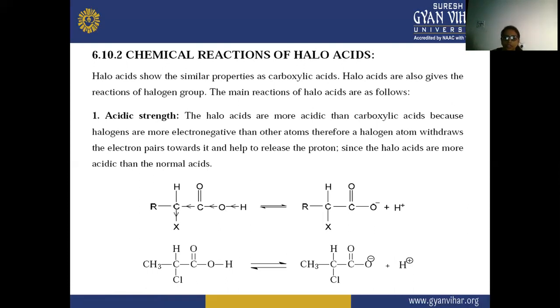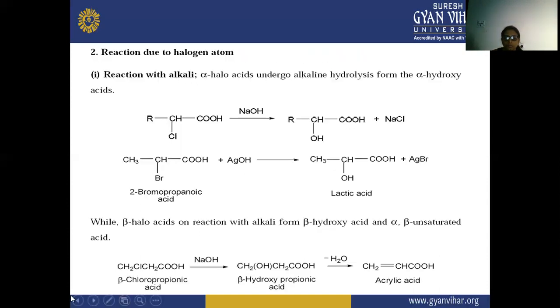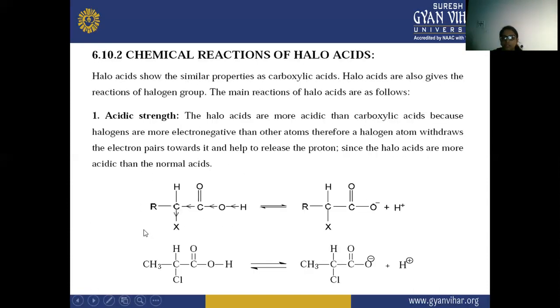The same thing is shown here: this halogen is withdrawing electrons from this carbon atom because of its electronegative nature, and this carbon will withdraw electron from this oxygen atom, and this oxygen will withdraw the electron from this hydrogen. So there is a removal of this hydrogen as a proton. It will get removed from here, and an ion is formed here. So the halo acids are more acidic.